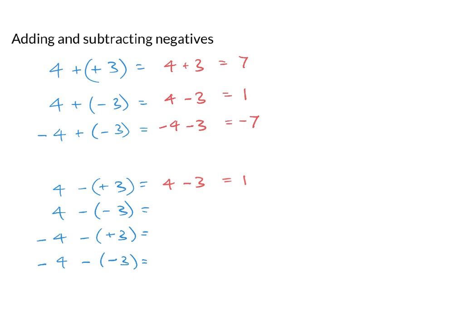Now we get the difficult one. 4 minus minus 3. If we are taking away a negative number, we are basically adding that number. So 4 minus minus 3 is the same as 4 plus 3, and 4 plus 3 equals 7.